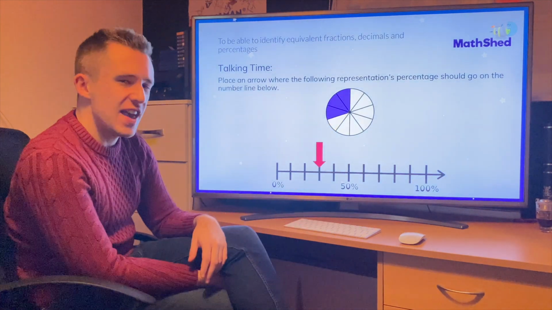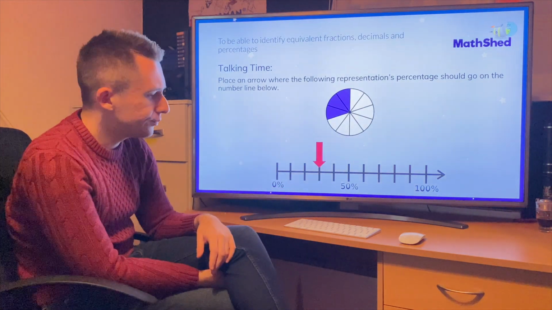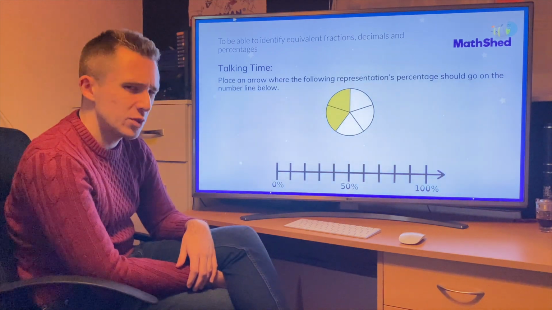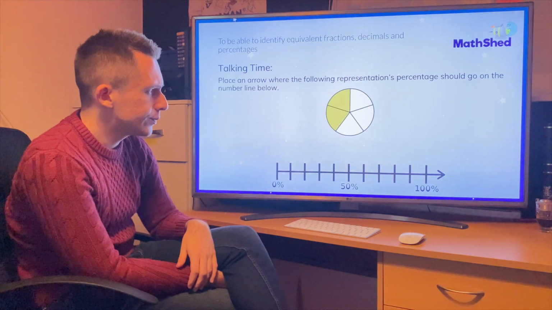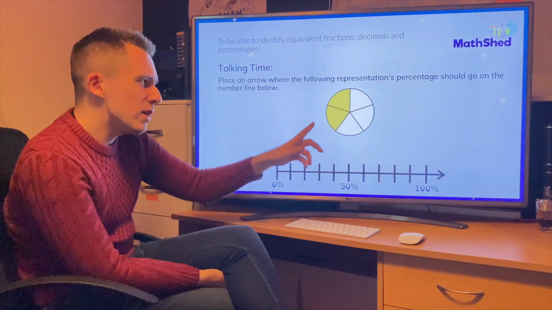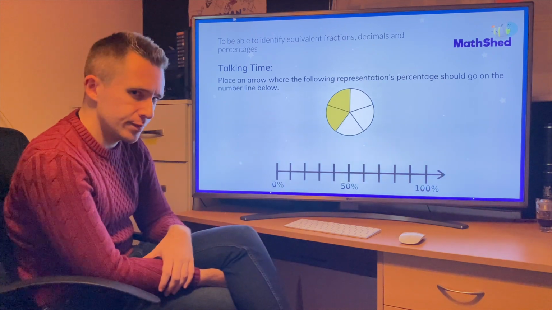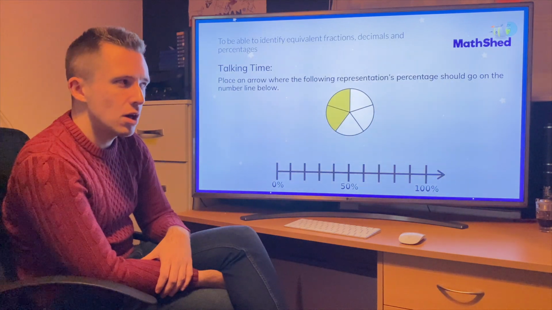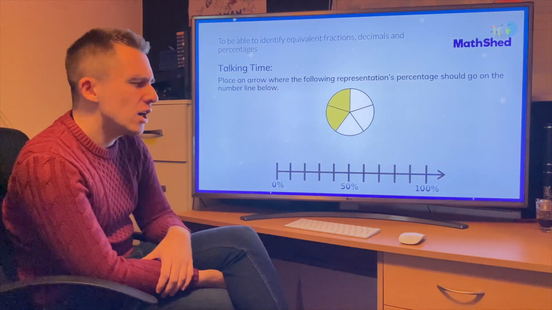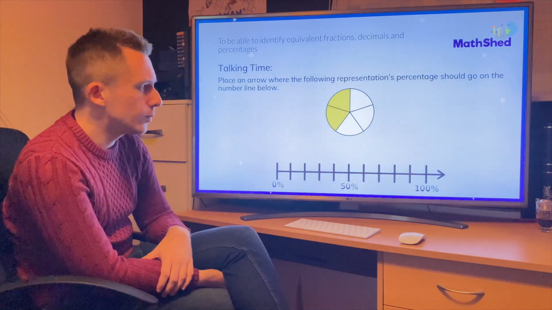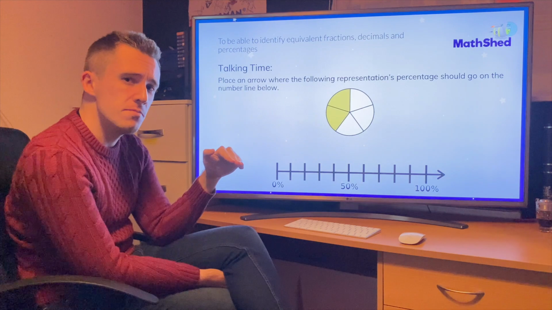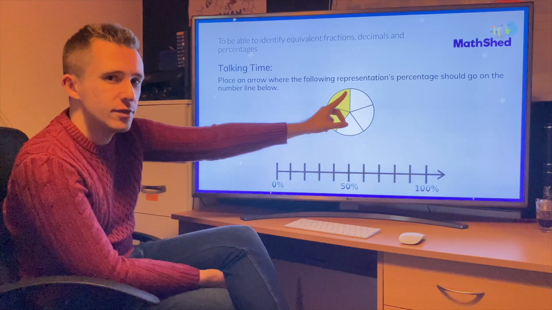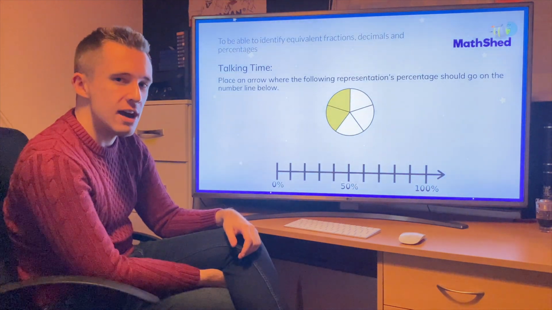When we had the fraction out of 10, it was easy because there were 10 parts. This time there's only 5 parts. So what are we going to do? Well, we've got 2 out of 5. If I wanted to make it out of 10, I would double the 5. So what would I have to do to the 2? I'd have to double it. What I do to the bottom, I have to do to the top. So instead of 2 out of 5, that is the same as 4 out of 10.